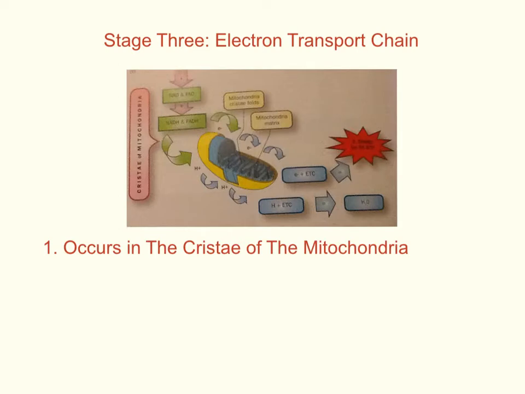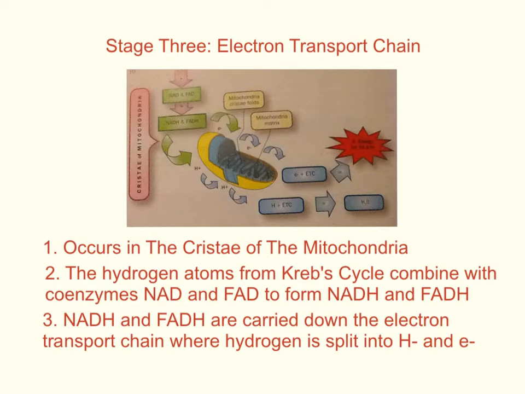The third and final stage of the aerobic energy system is known as the electron transport chain, and again the first point that we're going to make is where this reaction takes place in the cell, and it's in the cristae of the mitochondria. The next stage in the electron transport chain is that the hydrogen atoms that were produced and removed from the Krebs cycle then combine with 2 coenzymes known as NAD and FAD, and this will form NADH and FADH, as you can see in the diagram here. The next stage is that NADH and FADH will then be carried down the electron transport chain, where hydrogen is then split into a hydrogen ion and an electron.